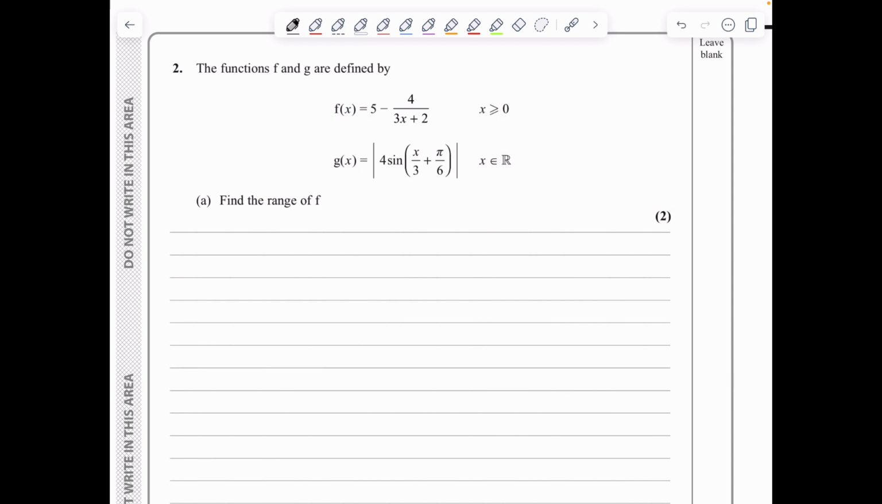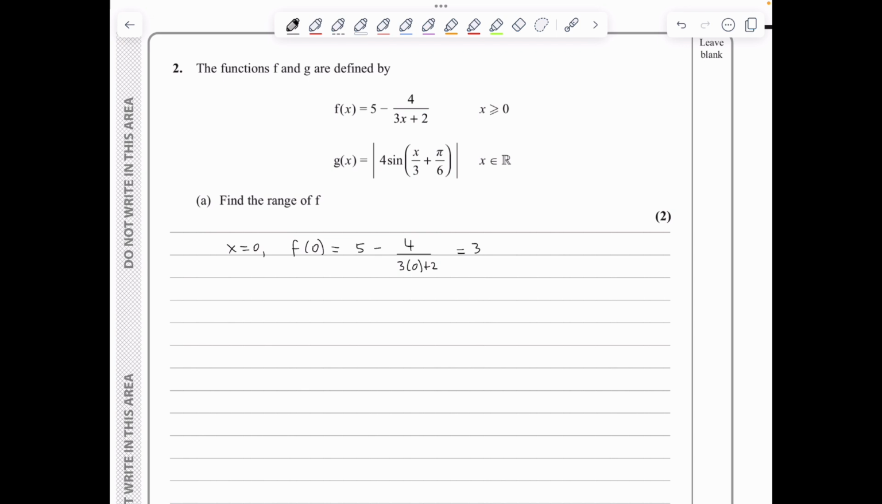So when x is 0, we've got f of 0 being 5 minus 4 over 3 times 0 plus 2, which gives an answer of 3. So we know that this function is cutting the y-axis at 3. I will then proceed with the vertical asymptote.